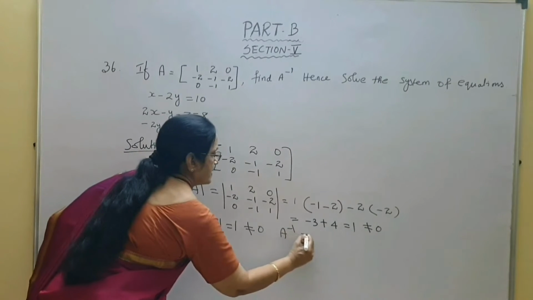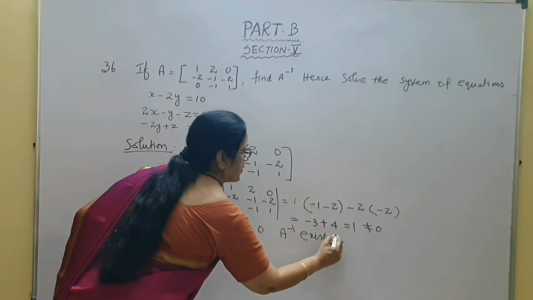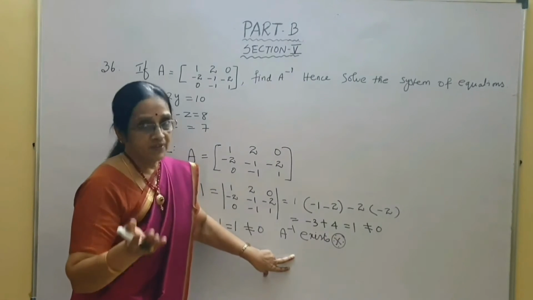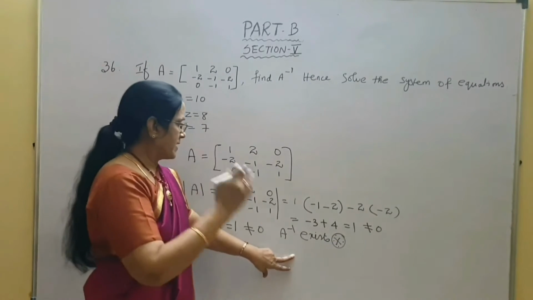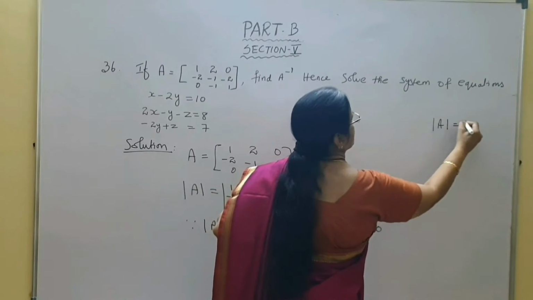Now you need to conclude, since determinant of A equal to 1, which is not equal to 0, A inverse exists. This is a very, very important step. Or you can write A is invertible. So let me make a note of the determinant of A value here.